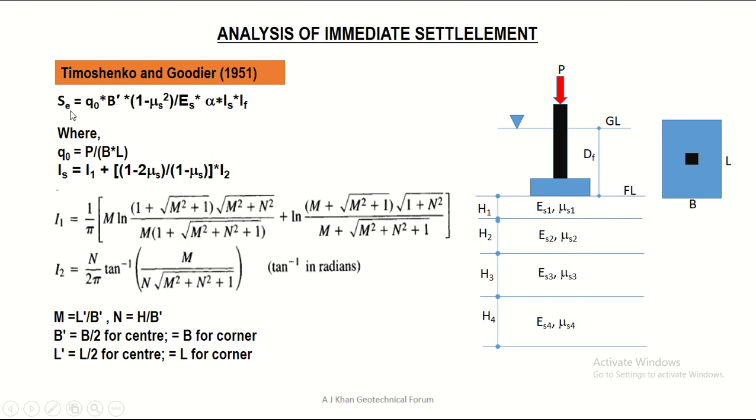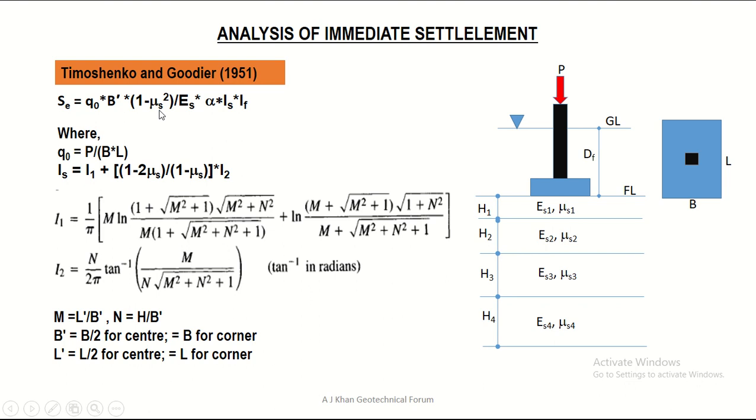Elastic settlement is equal to, or immediate settlement is equal to q naught. q naught আমরা সবাই জানি, this is the contact stress at the foundation level, which is the load divided by area of the footing. So that is there. And B prime, I'll explain what B prime is later on.